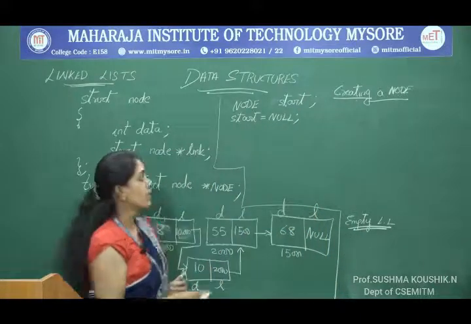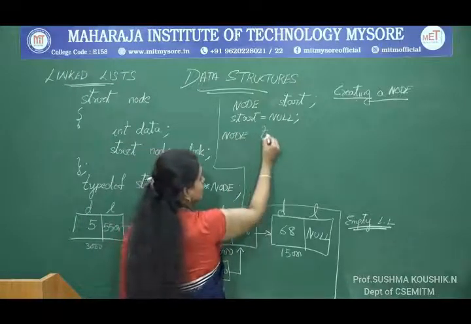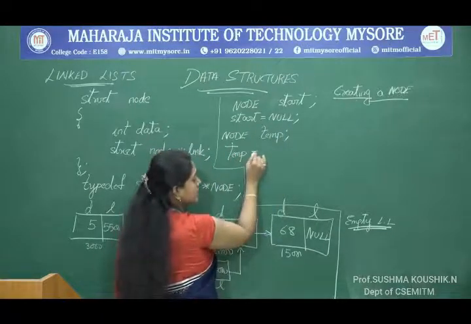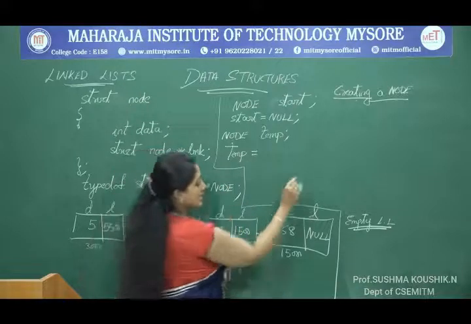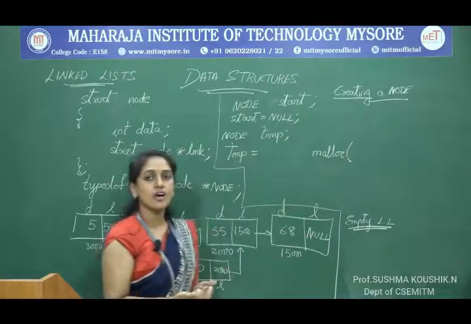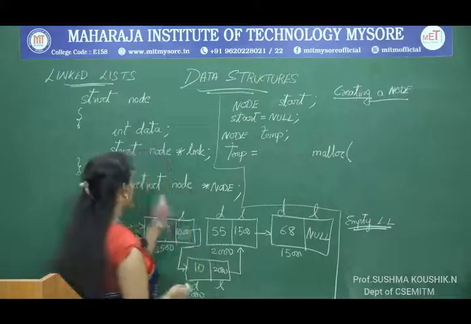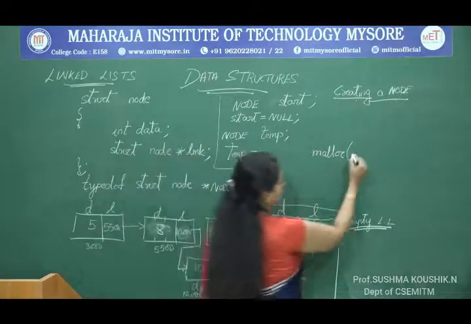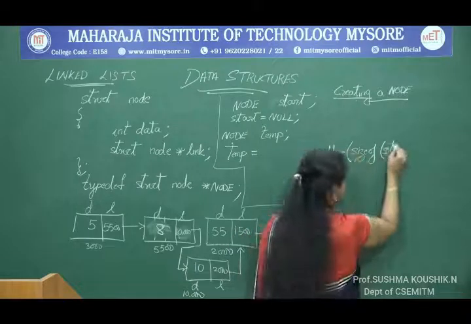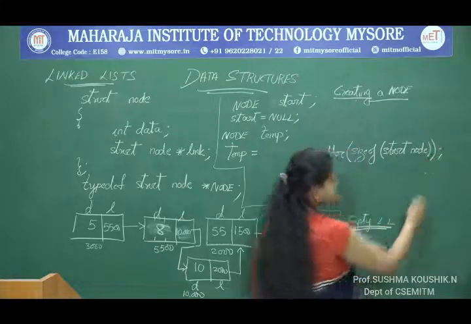Now how to create a node? To create a node I will take another pointer, node temp. So temp is equal to, how to dynamically create a node? We are taking the help of malloc, and for malloc we have to pass the size of integer if we want an integer, or a float if I want a float. Now I require a structure, therefore I shall pass the size of a structure. What is the structure? Struct node. I can also use the user defined data type over here.